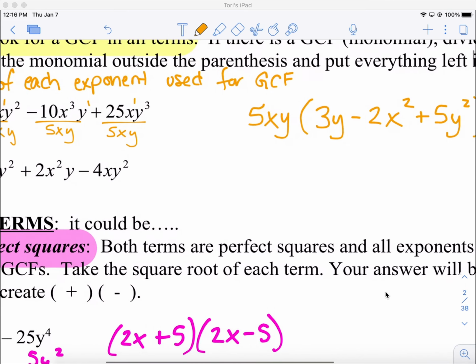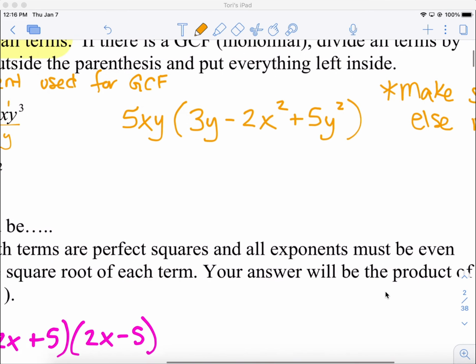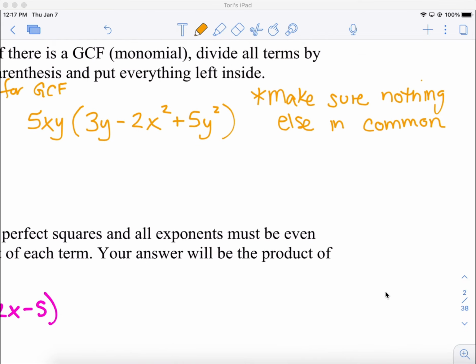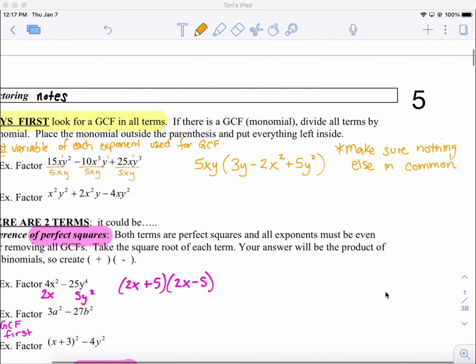Your GCF will always be written on the outside of your leftovers, and you will divide to find what's in the leftovers. So if I look back at this one, 15 divided by 5 was 3. I had 1x, took 1x out. That leaves me no x's. I had y squared. I took 1y out. That leaves me only 1y. I do that for each term, and that's where my answer comes from.